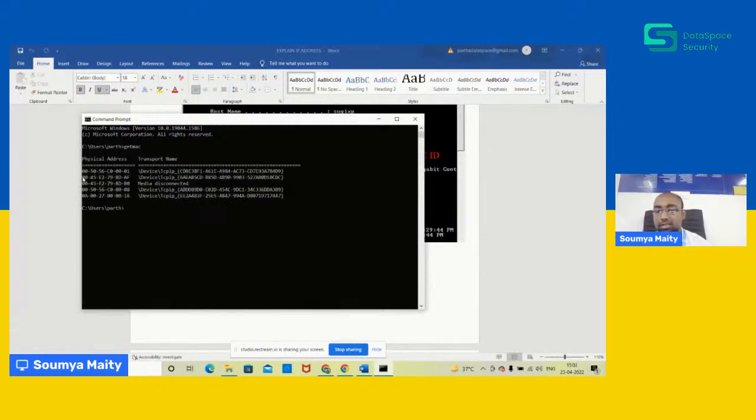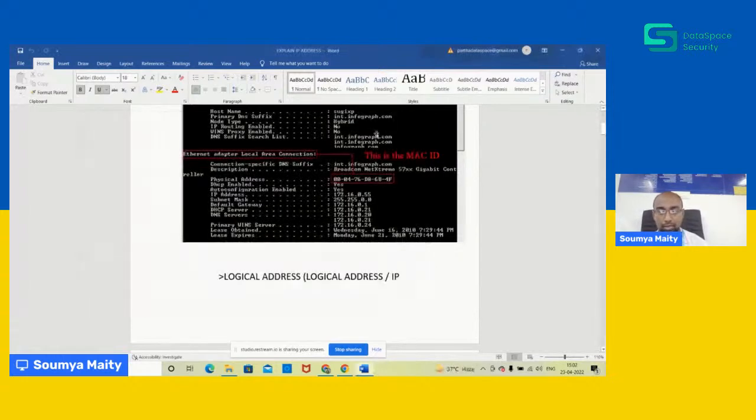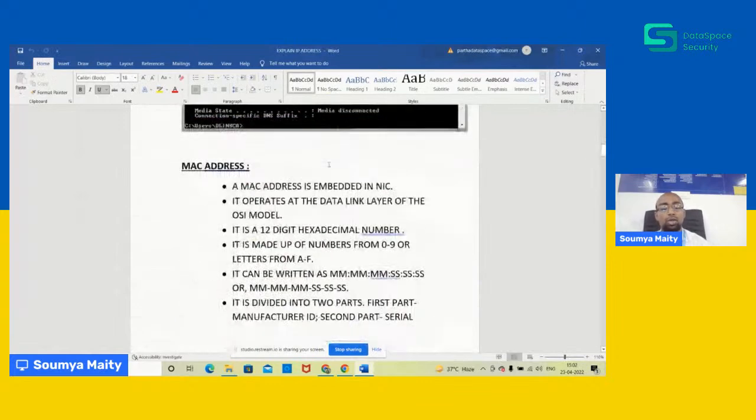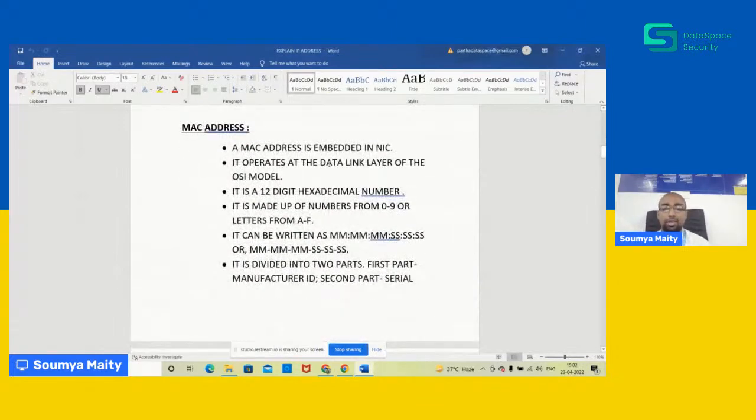The MAC address is six parts, and every part has two digits. So the total is six multiplied by two, equal to a 12-digit number, and the number is a combination of letters and numbers. A MAC address is embedded in the NIC. The full form of NIC is Network Interface Card, where the MAC address is embedded.